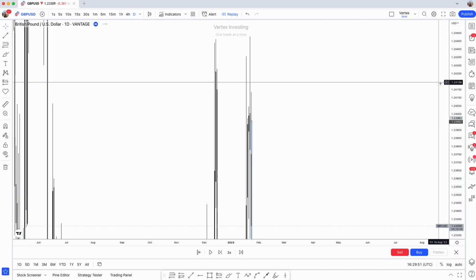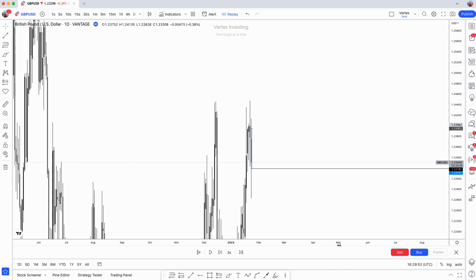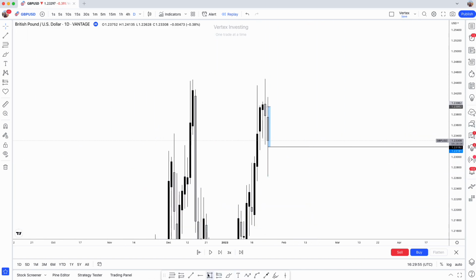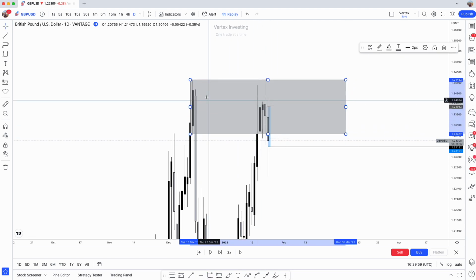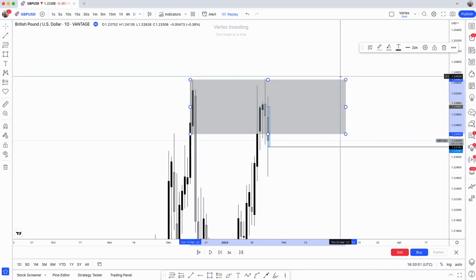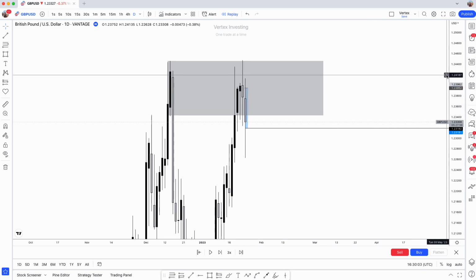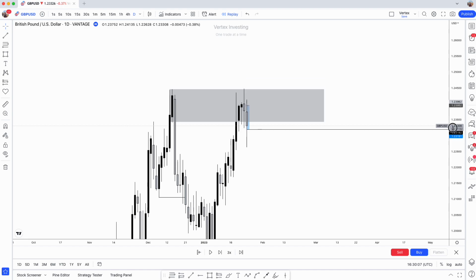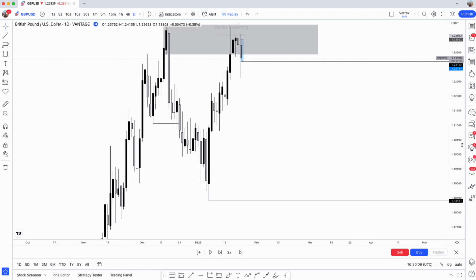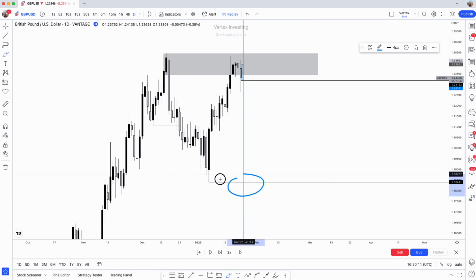Now what I didn't mention is the fact that we have to also be aware that we are in this daily POI. The only reason I removed this was because I wanted a clear background when I was doing the trade breakdown and when I was taking the trade as well. So I was aware that I was in this bearish OB anyway. So the ideal target would be to take out this low.